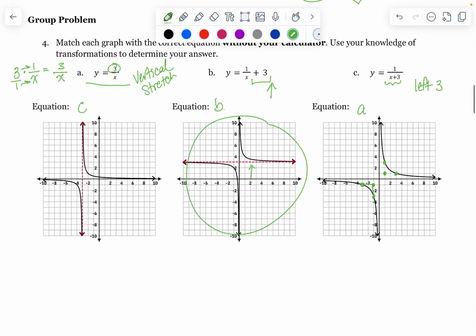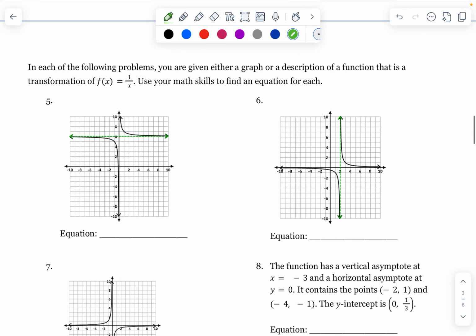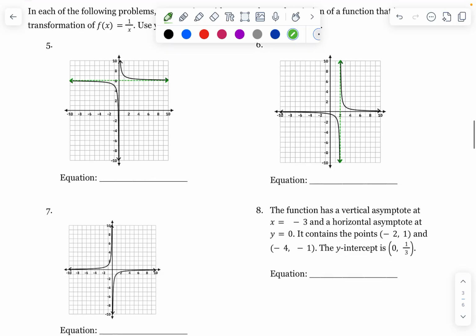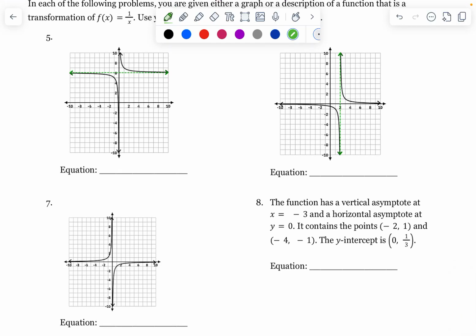Using what we talked about here, I want you to write equations for these 4, and then you can check your work with the key. I'm going to write mine in really quickly here so you can check it here in the video as well.